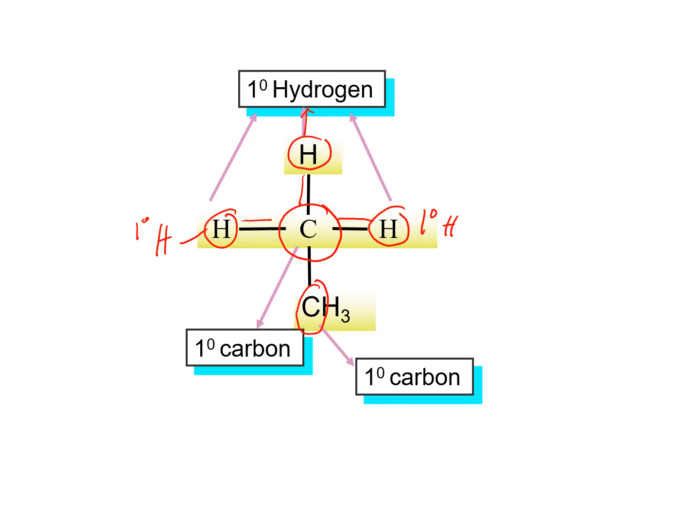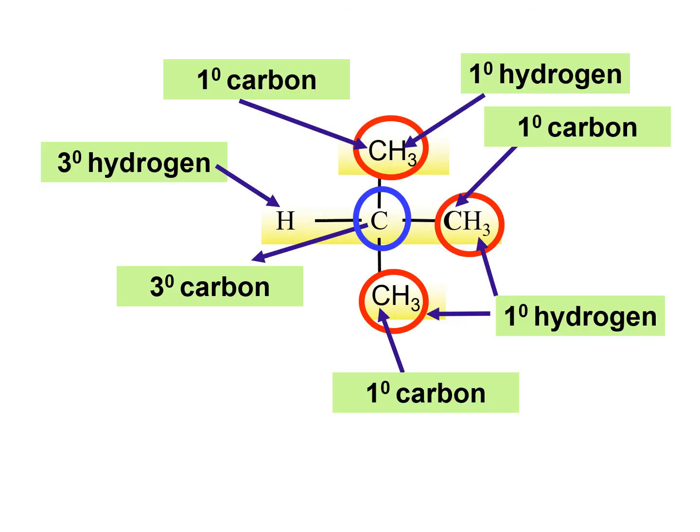For the carbon here, this carbon is also primary carbon because it is bonded to only one carbon. It has one carbon neighbor, so it is primary carbon. So there are 3 hydrogens attached to this particular carbon. They are all primary hydrogen because they are attached to the primary carbon. You can study this structure yourself to see the class of carbon and class of hydrogen.